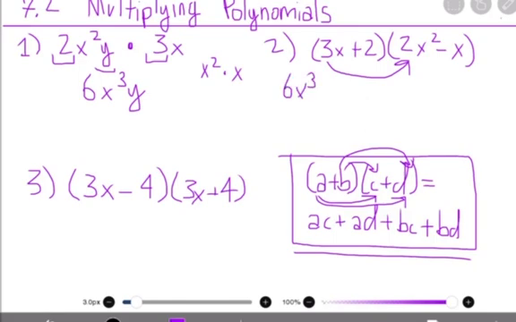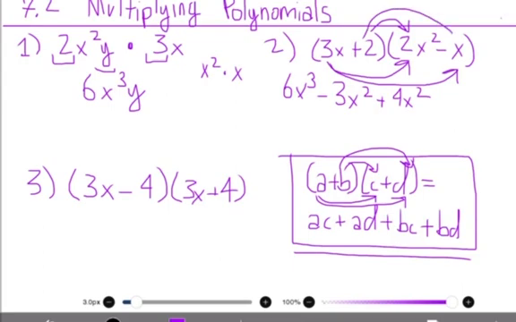Next, we're going to multiply 3x by negative x, and that's going to be negative 3x squared. Then we're going to do the same thing for the 2. We're going to multiply this 2 with 2x squared, and we're going to get 4x squared. And then we're going to multiply this 2 with negative x, and we're going to get minus 2x.